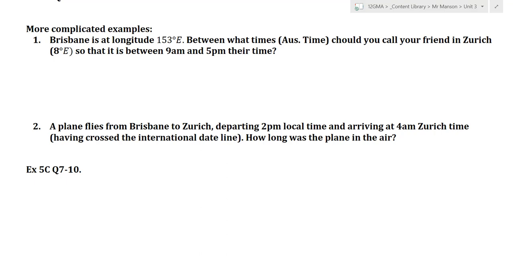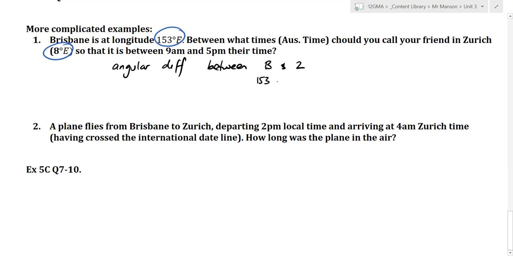Brisbane is on a longitude of 153 degrees east. And Zurich is on a longitude of 8 degrees east. So what this means is that the angular difference between Brisbane and Zurich, here's me being really lazy, B and Z, is 153 minus 8, which equals 143 degrees. And that's wrong, sorry. Let's go with 145 degrees, that's better. So that's my calculation there.